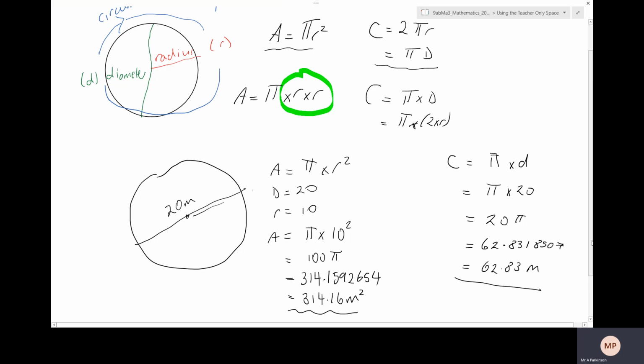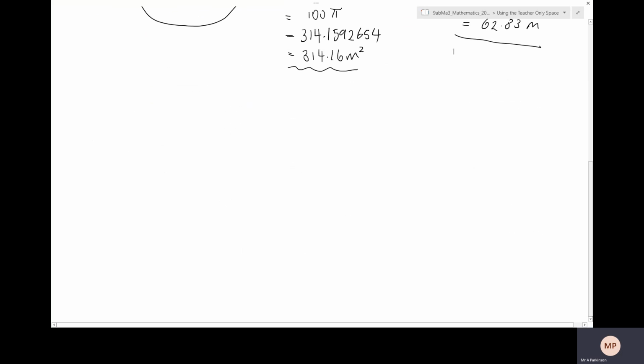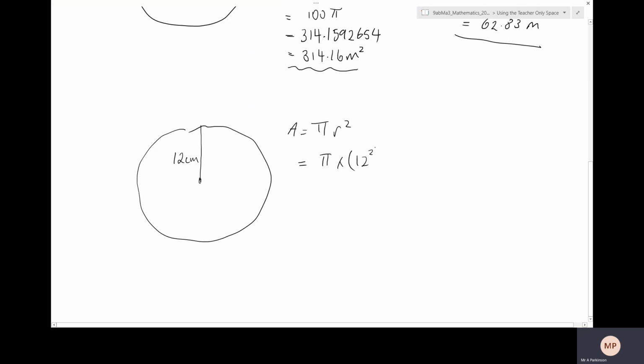If you've been given the radius, you can still do the same thing. You've just got to think about the diameter instead. So if we've got another circle here, and this time we'll be given the radius. The radius, let's do, is 12 centimeters. So the area is pi r squared. So the area is pi times, let's stick that in brackets so we know it's just the r that's squared.